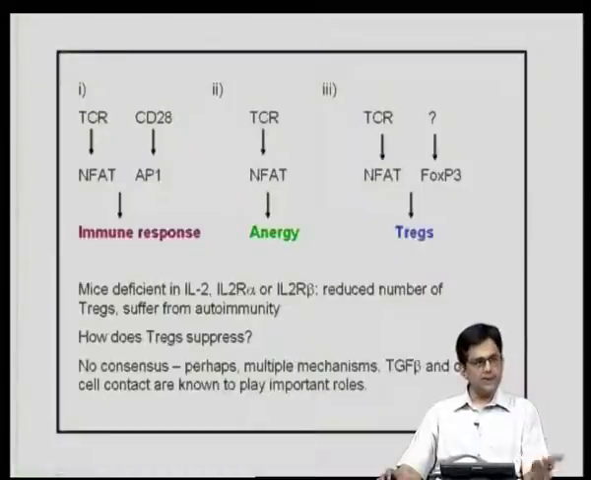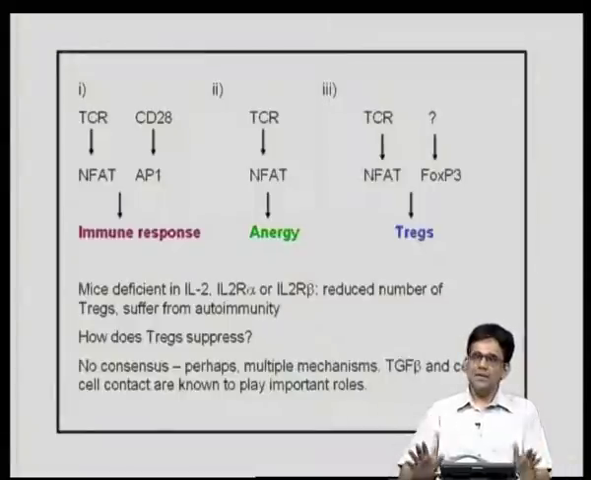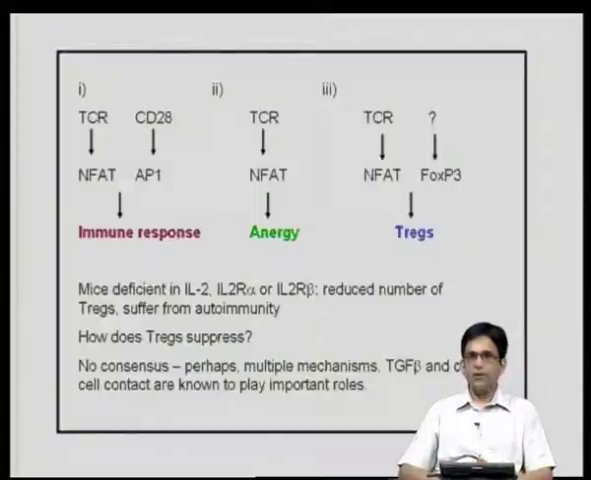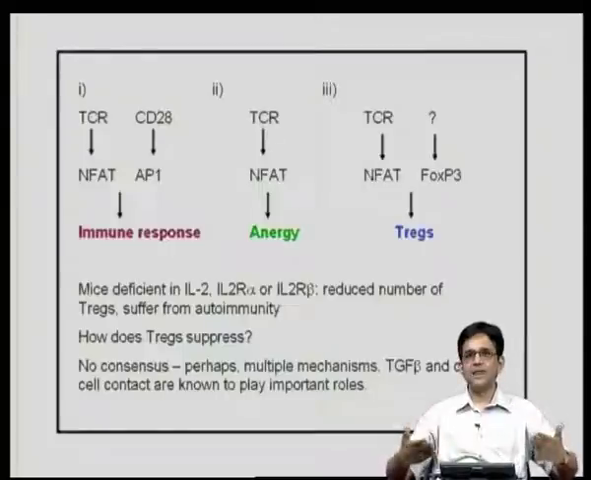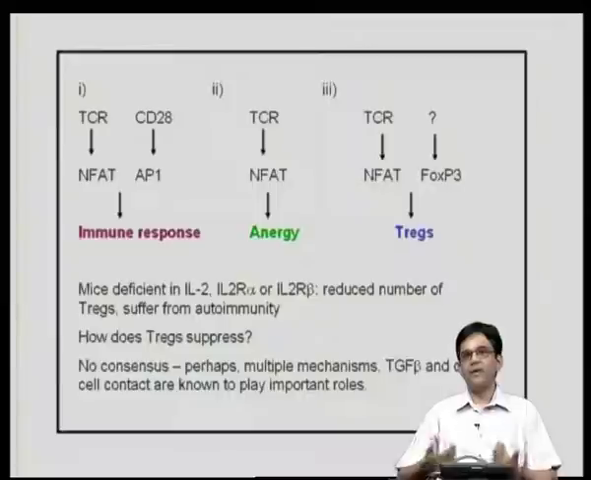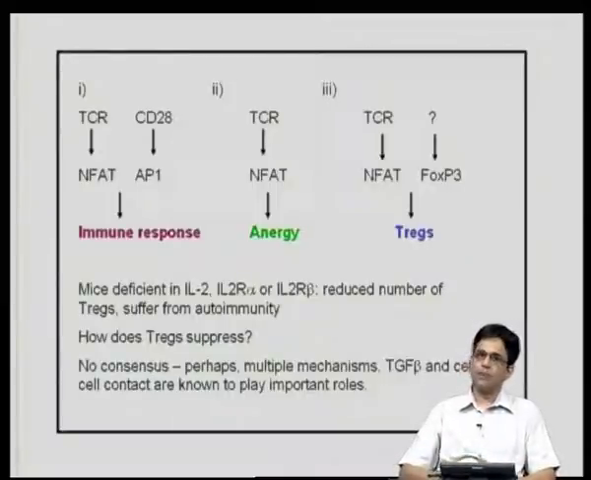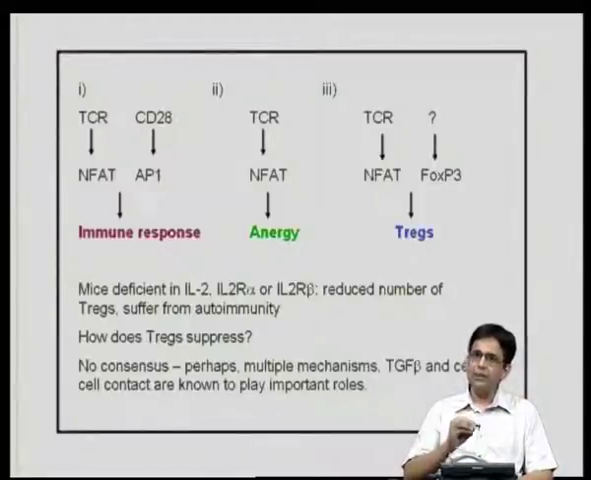What is important about the Tregs is that mice that are deficient in IL-2, CD25, or the IL-2 receptor beta have a phenotype of autoimmunity. They suffer from autoimmunity, and the main reason for it is that they also have reduced numbers of regulatory T cells. So, this is an important aspect: IL-2 is very important in regulating Treg cell numbers.